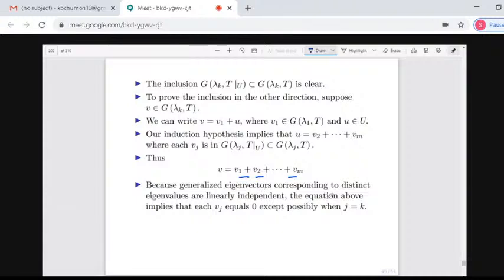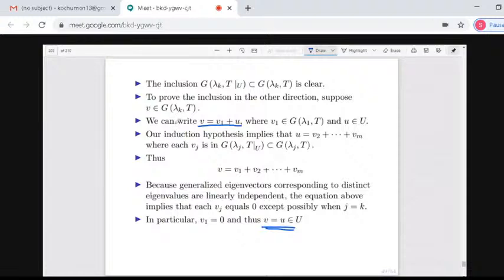Independent, the equation above implies that Vj equals 0 except possibly for j equal to k. Just think a bit there and convince yourself. Now, in particular, we see that V1 is equal to 0, thus V is an element of U. Because V was initially assumed to be like this and V1 is equal to 0, we see that V is equal to U itself.